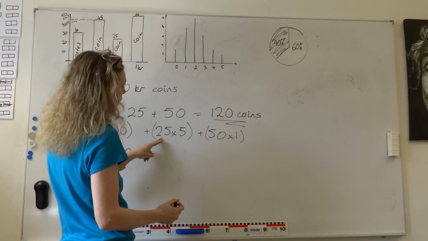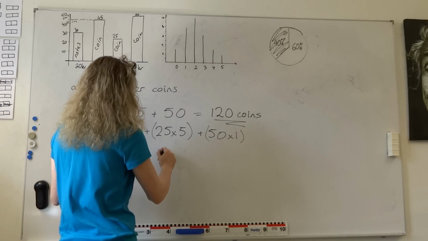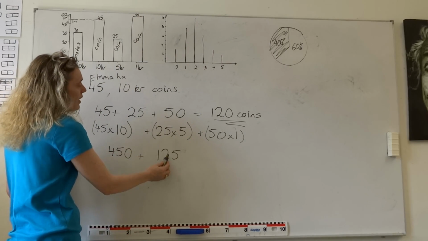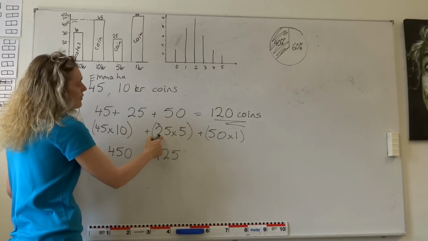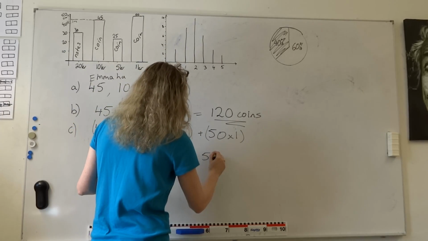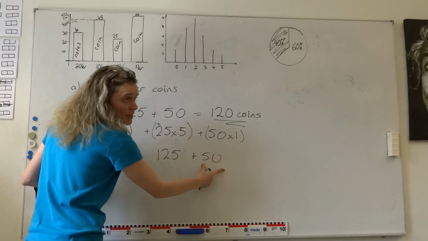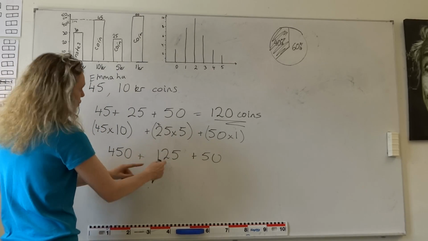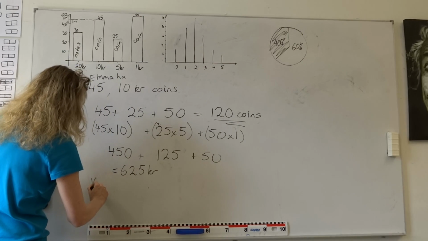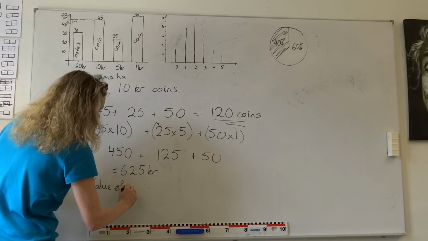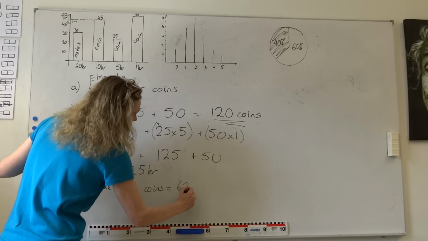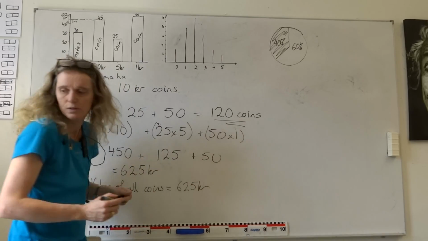5 lots of 25 would be 125. And if you're not sure of that, 5 5s are 25. Carry the 2. 5 2s are 10, plus 2 is 12. And then 50 times 1, 50. So we got 450 plus 50 giving us 500. 500 plus 125 equals 625 kronas. So the value of all coins, answer the question at the end, equals 625 kronas.